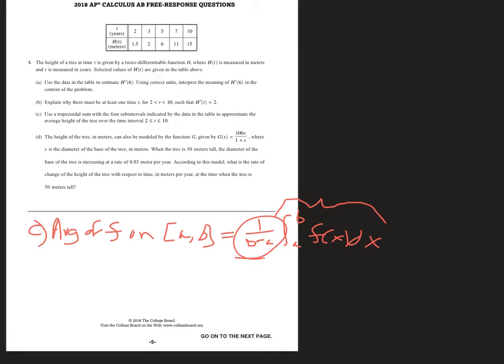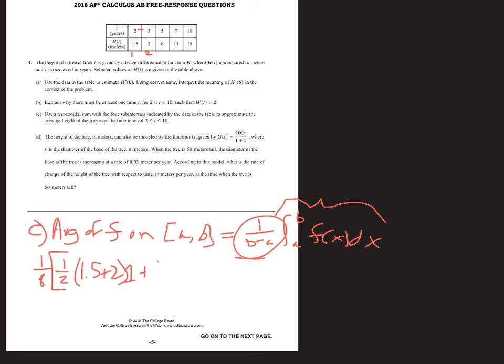Since we're talking about from 2 to 10, we just have 1 over 8 times my trapezoidal sum. And on an FRQ, I'm pretty much never going to simplify my trapezoidal sum. I'm just going to think about each individual trapezoid. So I've got one trapezoid where I always have 1/2, and then base 1 is 1.5, and base 2 is 2. So 1.5 plus 2, and the height of this trapezoid is the length of this interval, from 2 to 3, which is 1.